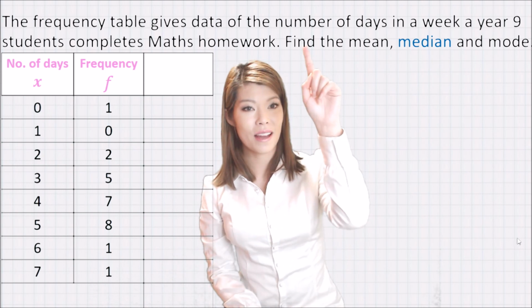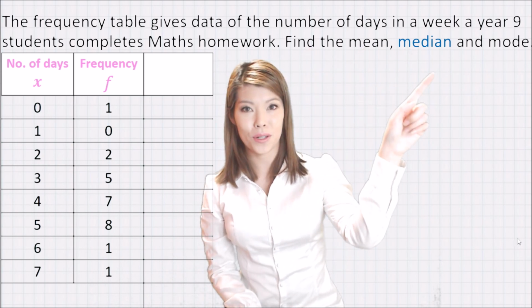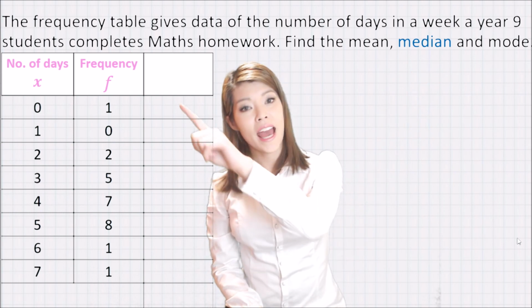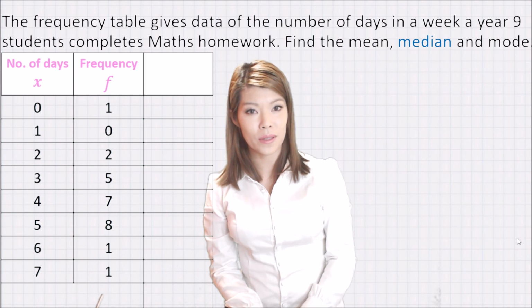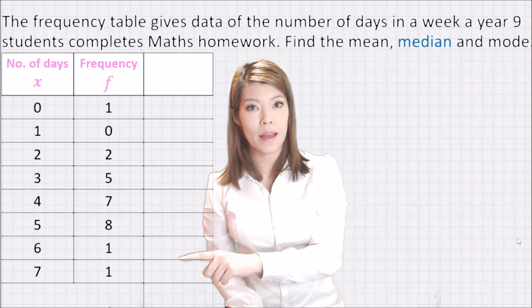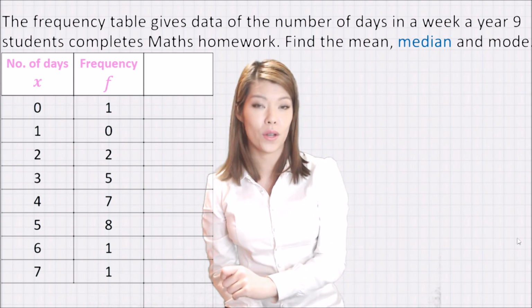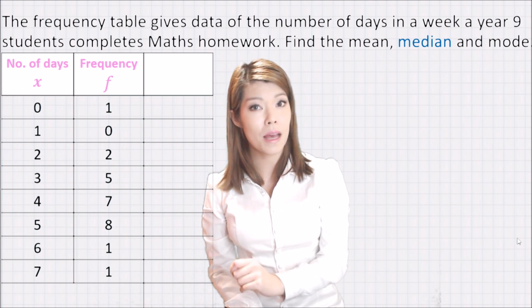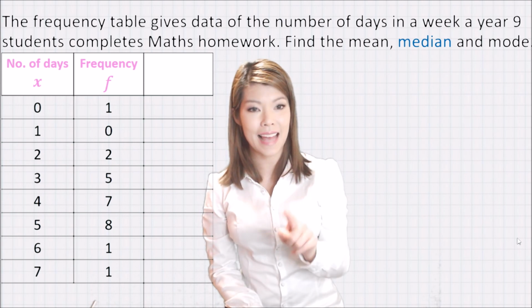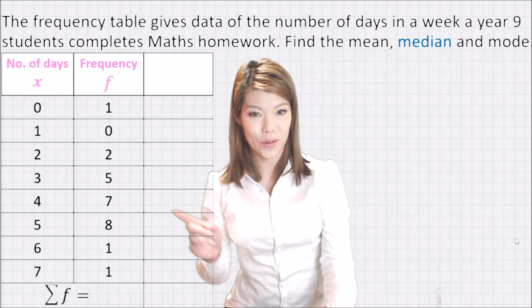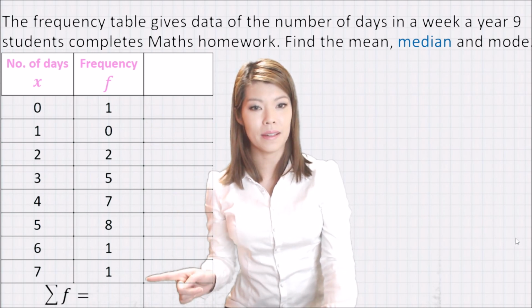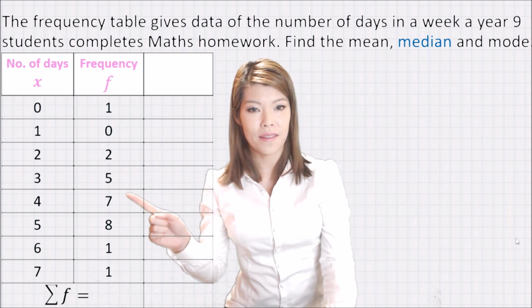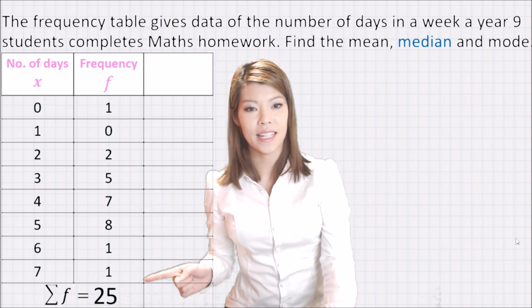And the question is asking us to look for the mean, median, and mode. But before we do that, we have to see how many values we have. We do that by looking at the frequency and adding them all up. We're finding the sum of the frequency. And recall that the words sum of are represented by the zigzag symbol, like so. So the sum of the frequency, when you add these values up, 1 plus 2 plus 5 plus 7 plus 8 plus 1 is 25.